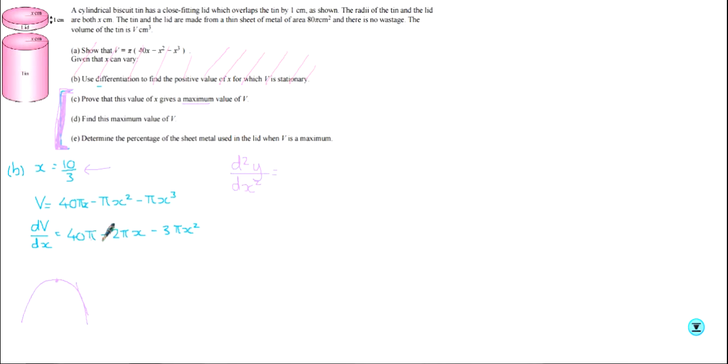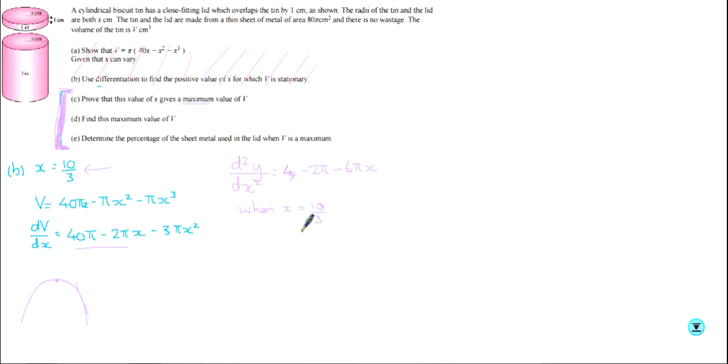You might actually argue that it's harder because I've got to differentiate this now. So the second derivative I've got of this one is 40. No, sorry, that's a constant. That's not going to be there at all. So it's going to be minus 2 pi minus 6 pi x. Now when x is 10 over 3, let's just pop this in.